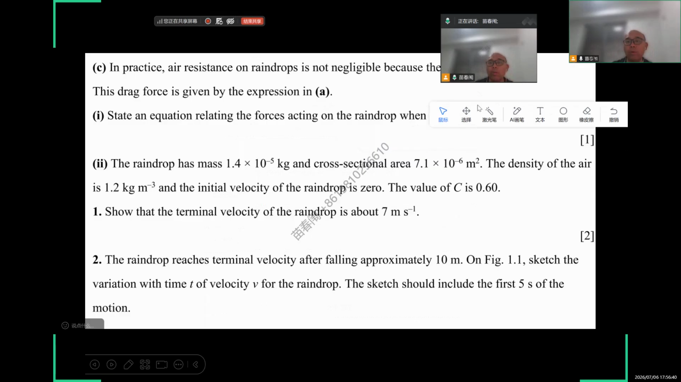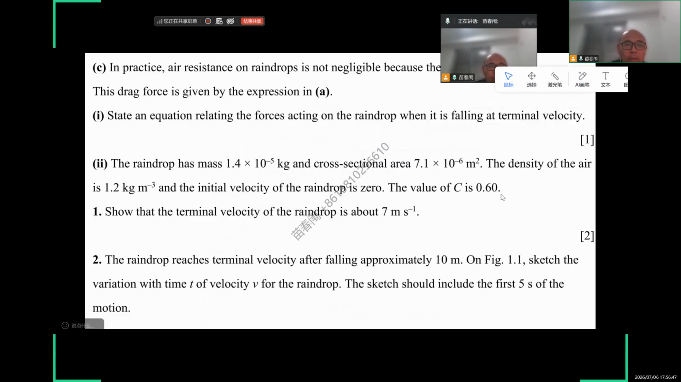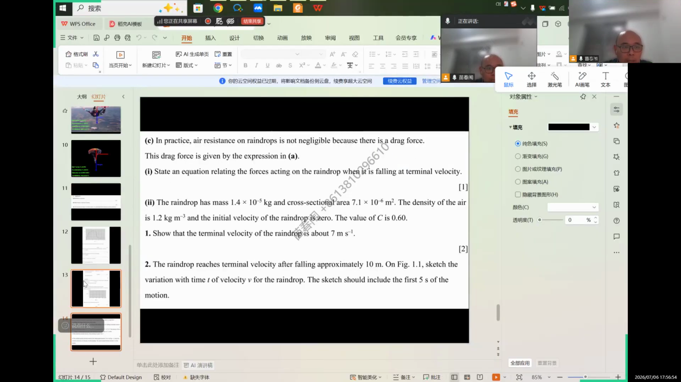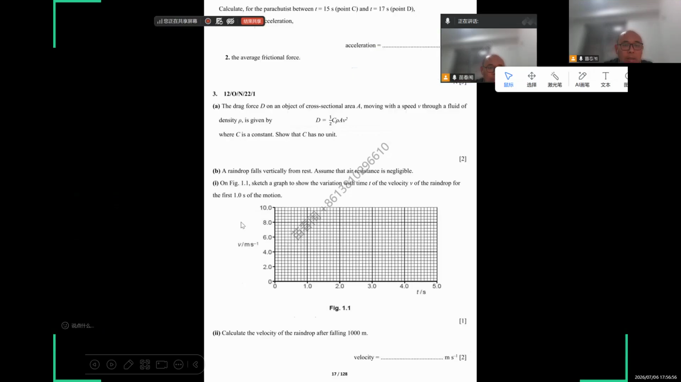Since I only want to focus a little bit more on terminal velocity, I'm going to skip a little bit to talk about the ring. This is the ring. I believe it's the ring. The ring is released from rest.